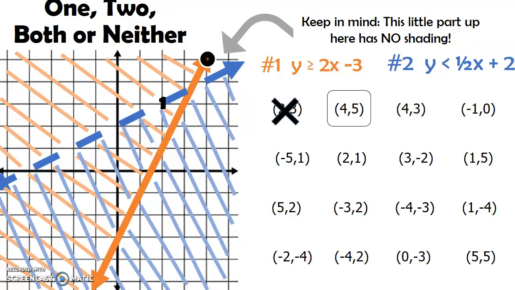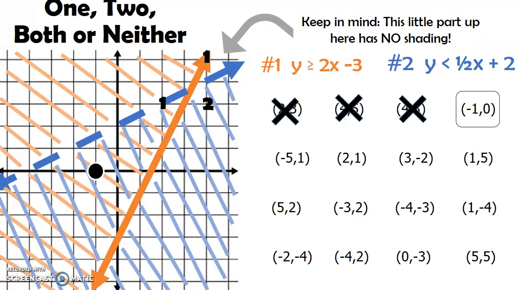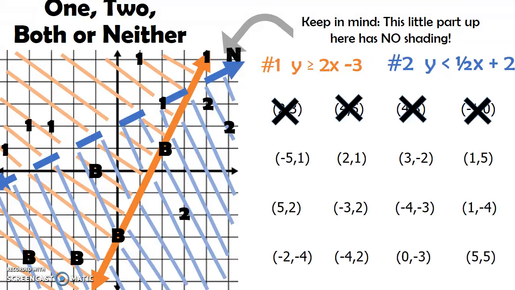The point (4, 5) is on the solid line, so it also satisfies number 1. The point (4, 3) satisfies only the second inequality. And the point (-1, 0) satisfies both inequalities. So I'm going to go ahead and graph the rest of these and label them with either a 1, a 2, both, or neither, depending on which inequalities they satisfy.